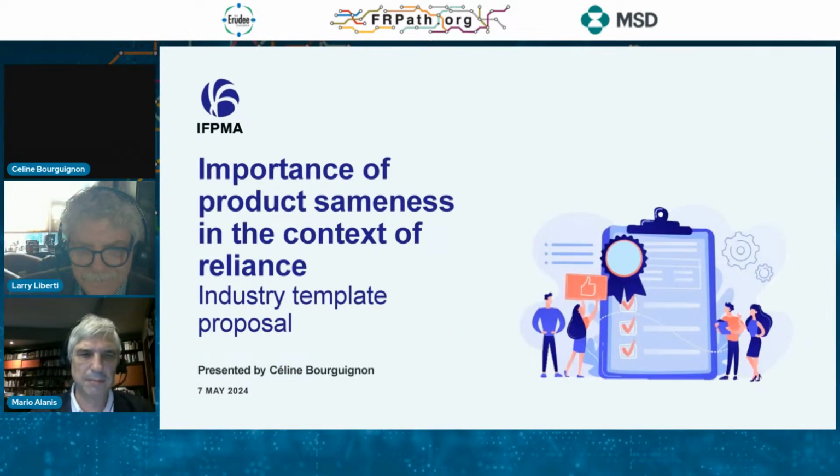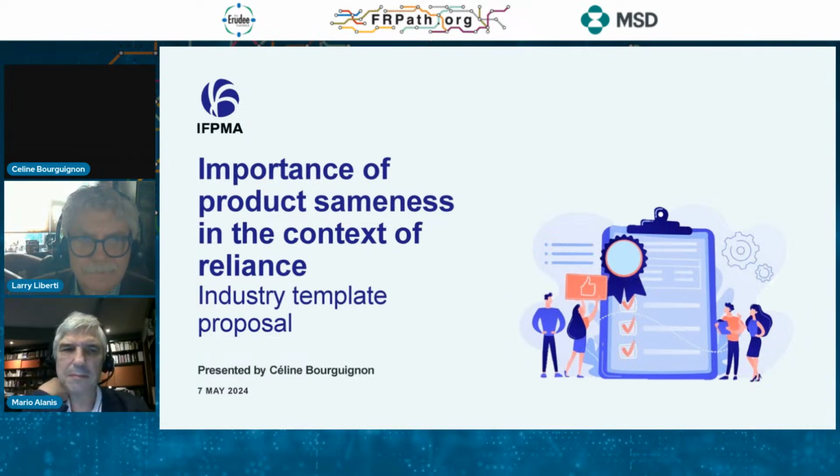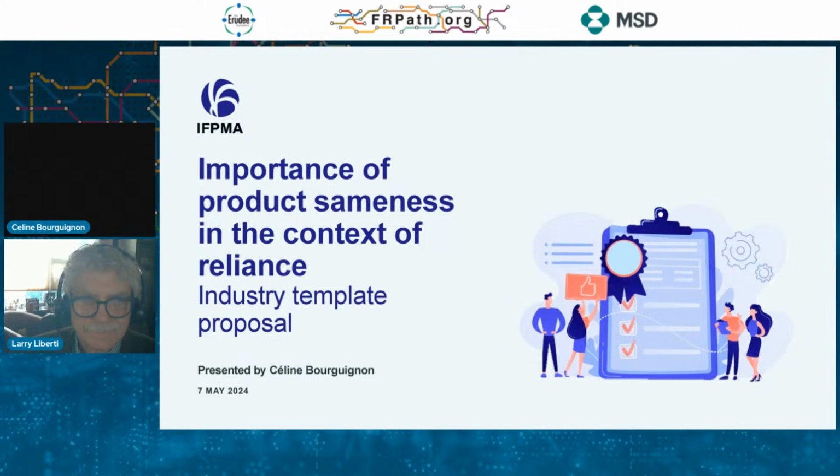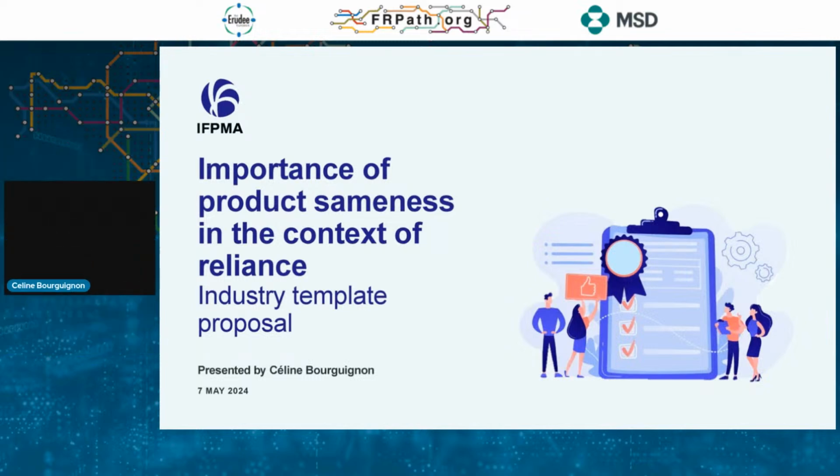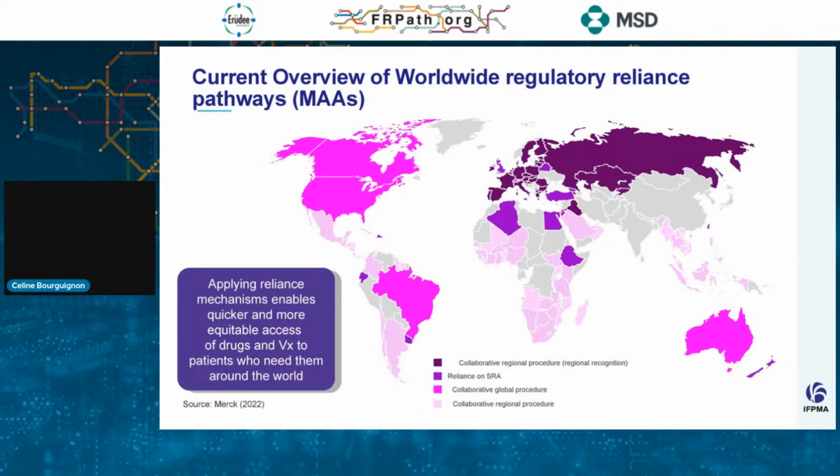Sorry for the inconvenience. So really glad to be here, and I think it was really great to hear from the previous presenters. Really great topic, and what I'm going to say is probably going to be a great complement to what has been said so far. So indeed, product sameness is critical in the context of reliance. Currently, that's the picture of what the regulatory reliance pathway is looking at, right?